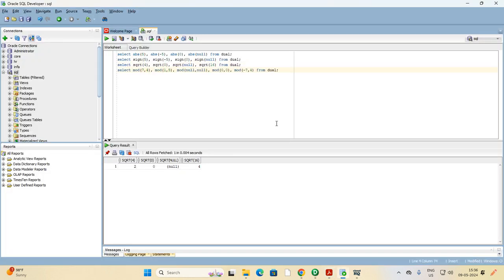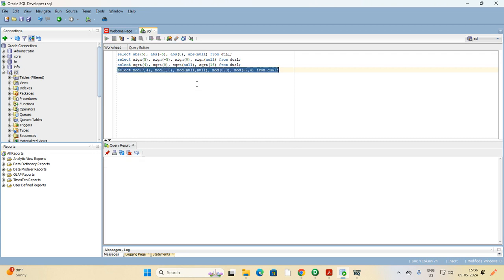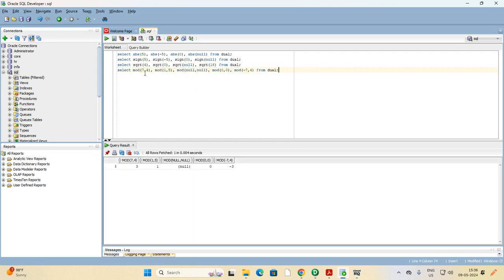Here, modulus of 7 comma 4: 4 ones are 4, which gives a remainder of 3. Here, 1 comma 5 gives 5 0 0, the remainder is 1. Null means it gives null.